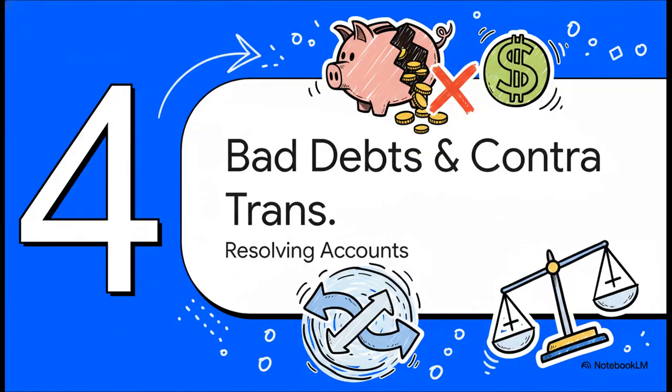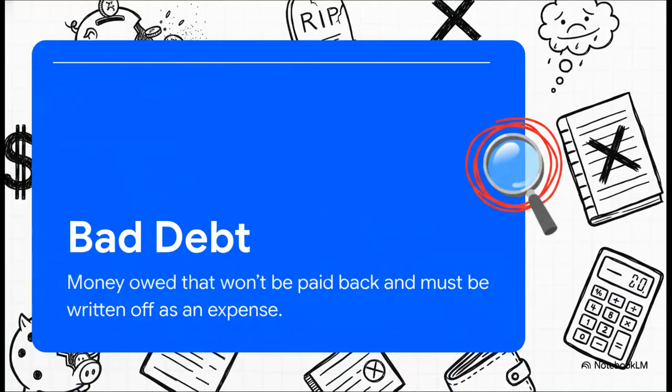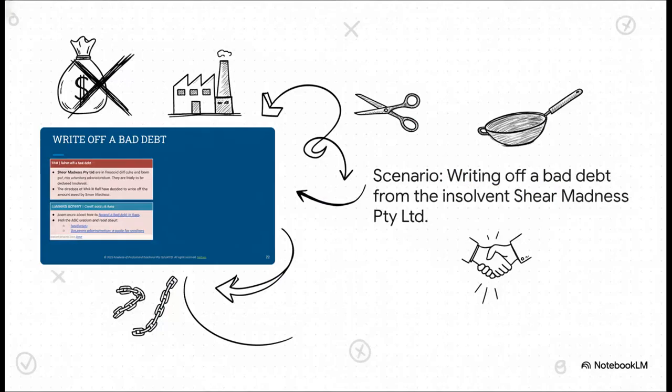This final section details the procedures for two more complex scenarios: the management of bad debts and the processing of contra transactions. As defined in the source document, a bad debt is an amount owed to a business that has been determined to be uncollectible. The correct accounting treatment is to write off this amount, which involves removing it from accounts receivable and recognizing it as an expense. The case study presented involves a debt owed by Sheer Madness Pty. Due to the customer's insolvency, Walk and Roll has determined the debt is uncollectible and must be written off.